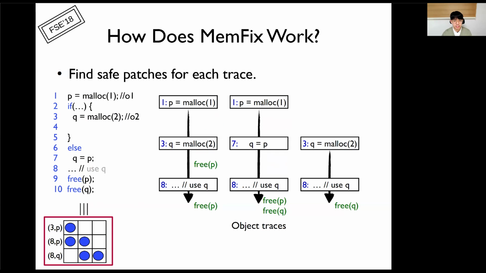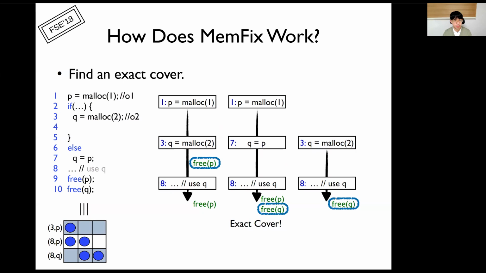So after removing these unsafe candidate patches, finally, MemFix tries to solve the exact cover problem like the table in the lower left. So if we choose both inserting free P at line 3 and inserting free Q at line 8, we find a solution of the exact cover problem. And surprisingly, this solution also corresponds to the correct patch for fixing these double-free errors.